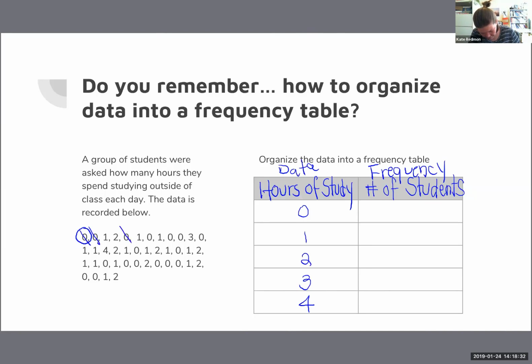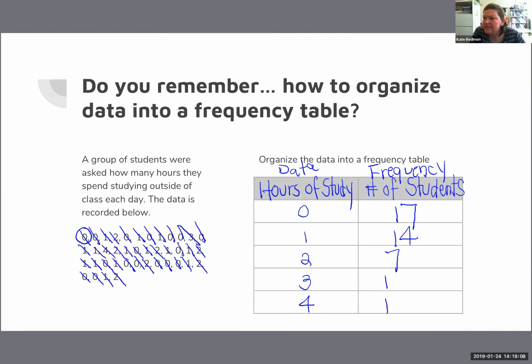1, 2, 3, 4, 5, 6, 7, 8, 9, 10, 11, 12, 13, 14, 15, 16, 17 zeros. 1, 2, 3, 4, 5, 6, 7, 8, 9, 10, 11, 12, 13, 14 ones. 1, 2, 3, 4, 5, 6, 7 twos, a 3, and a 4.